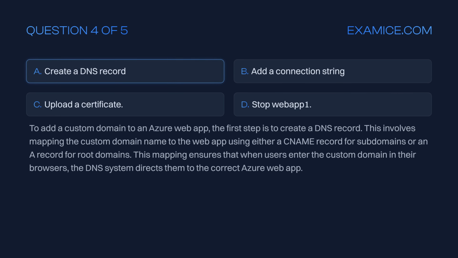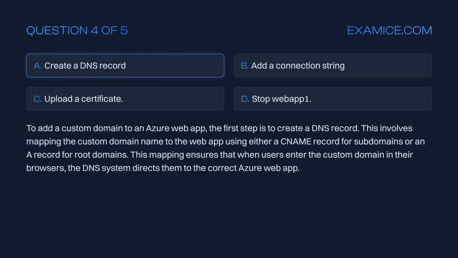The answer is option A. To add a custom domain to an Azure web app, the first step is to create a DNS record. This involves mapping the custom domain name to the web app using either a CNAME record for subdomains or an A record for root domains. This mapping ensures that when users enter the custom domain in their browsers, the DNS system directs them to the correct Azure web app.